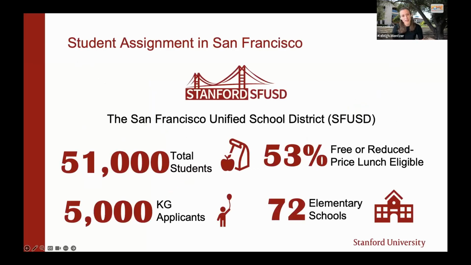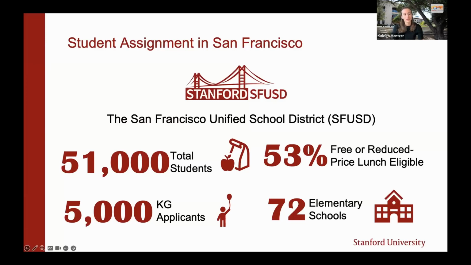So mostly I'll be talking today about San Francisco. To give a little bit of context, we're talking about the San Francisco Unified School District, which includes all of the city of San Francisco. It's abbreviated SFUSD, so if I mention that, that's what I mean. It currently serves about 51,000 students, and a little over half of them are eligible for free or reduced price meals. This is generally a proxy for lower socioeconomic status, and we'll use that as a measure for socioeconomic status in today's presentation.